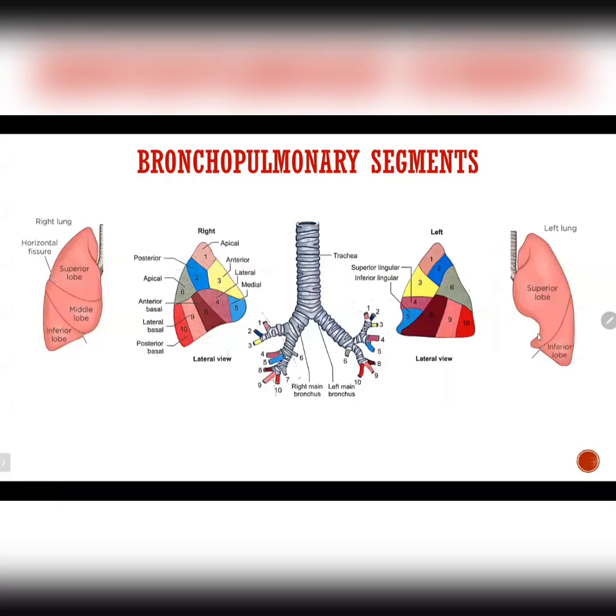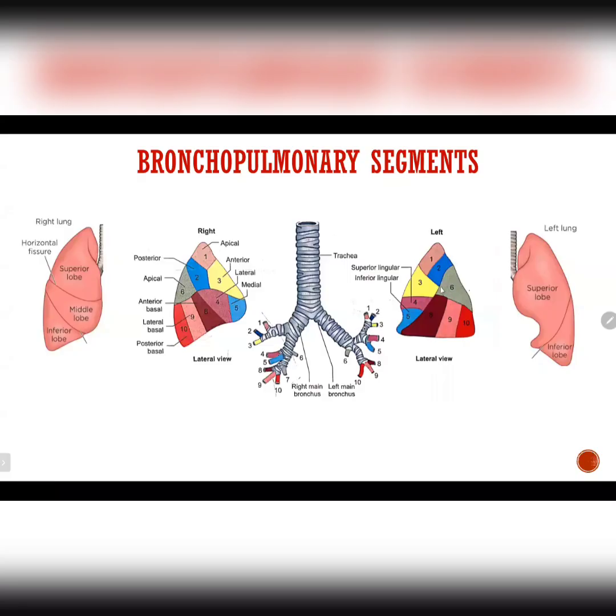Yes, there is a cardiac notch and there is the lingula on the anterior border of the left lung. There is the cardiac notch and lingula. Good. I'm happy to see all of you answering in the chat as well. Keep it up. Okay, so let's look at the bronchopulmonary segments of the left lung.